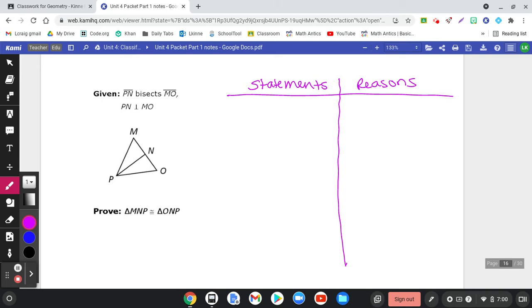All right, and the first thing we're going to do is write down our givens. PN bisects MO. And PN is perpendicular to MO. And the reason for both of those is they were given.